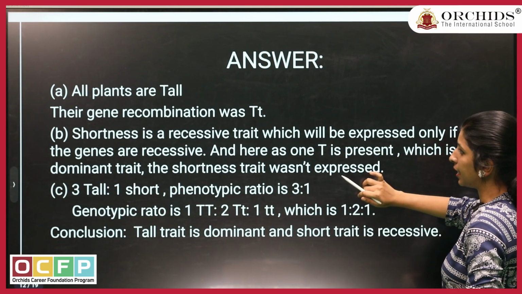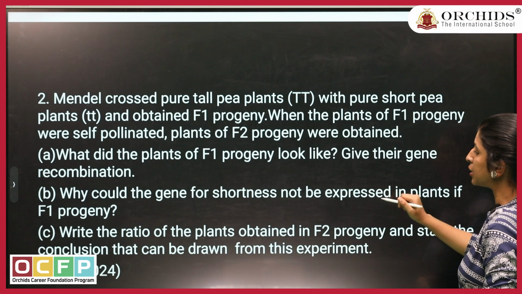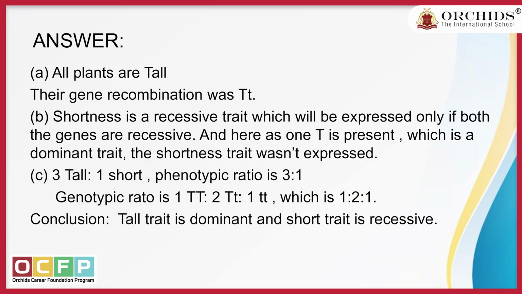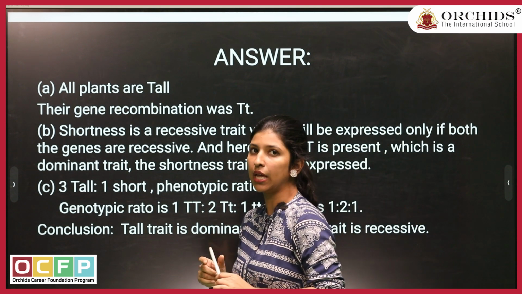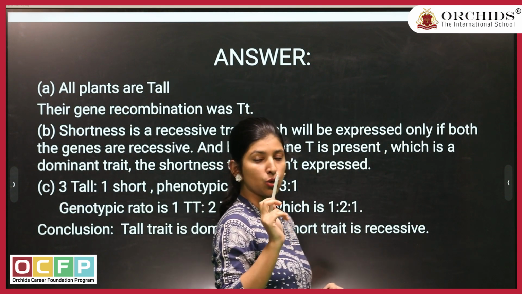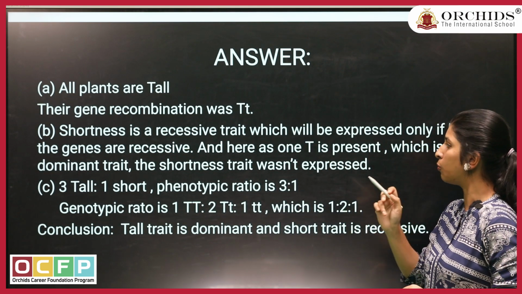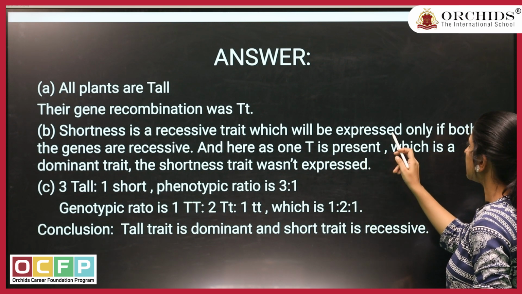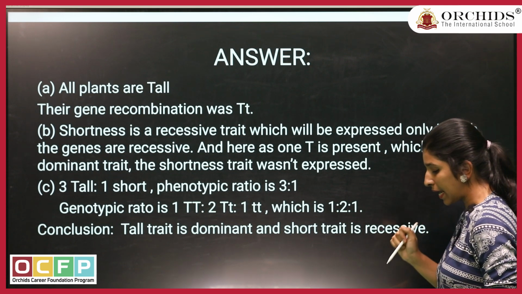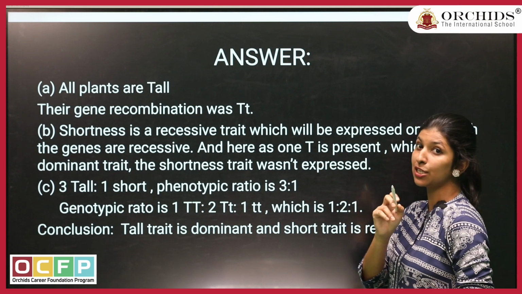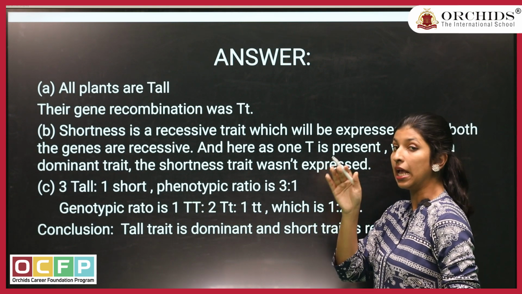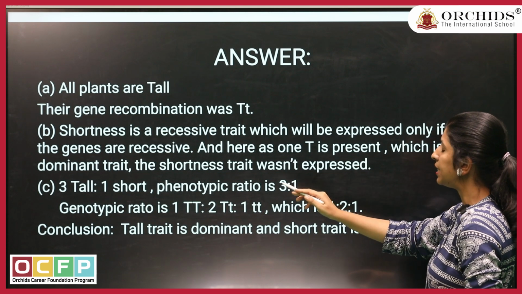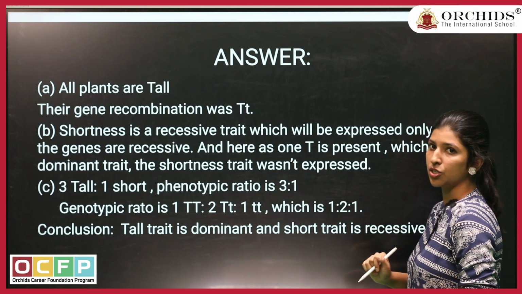Then the next part, question B, was: why could the gene for shortness not be expressed in the plants of F1 progeny? Why in the F1 progeny didn't we get the shortness trait? The reason is again very simple. Shortness is a recessive trait and it will be expressed only if both the alleles are short, which is small double t. Shortness is a recessive trait which will be expressed only if both the genes are recessive. In this case, one dominant gene is present, which is capital T, and the dominant gene can suppress the recessive gene from expressing itself. So as one T is present, the shortness trait wasn't expressed. This is the answer to the second question.